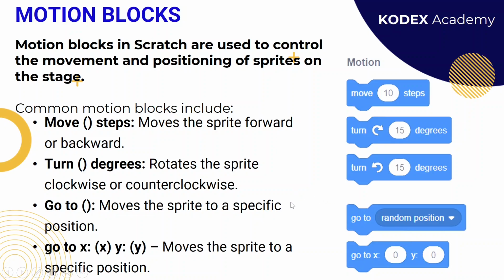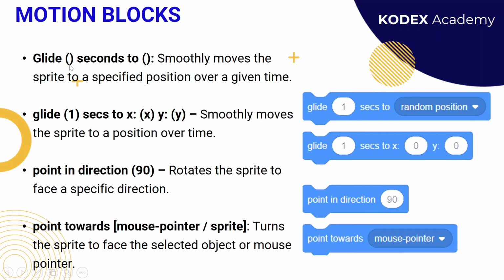Now we'll discuss the next blocks which are available in the motion blocks. So here we are. Here there are some more blocks like glide, bracket, seconds to this. It means whenever you want to move your sprite smoothly, like gliding on the surface of the sprite area, you can set the specified position with a particular time period, like 1 second or many seconds. On the basis of that you can choose the random position, you can also choose the mouse pointer. So whenever you click the flag, you will see your sprite will glide on the screen.